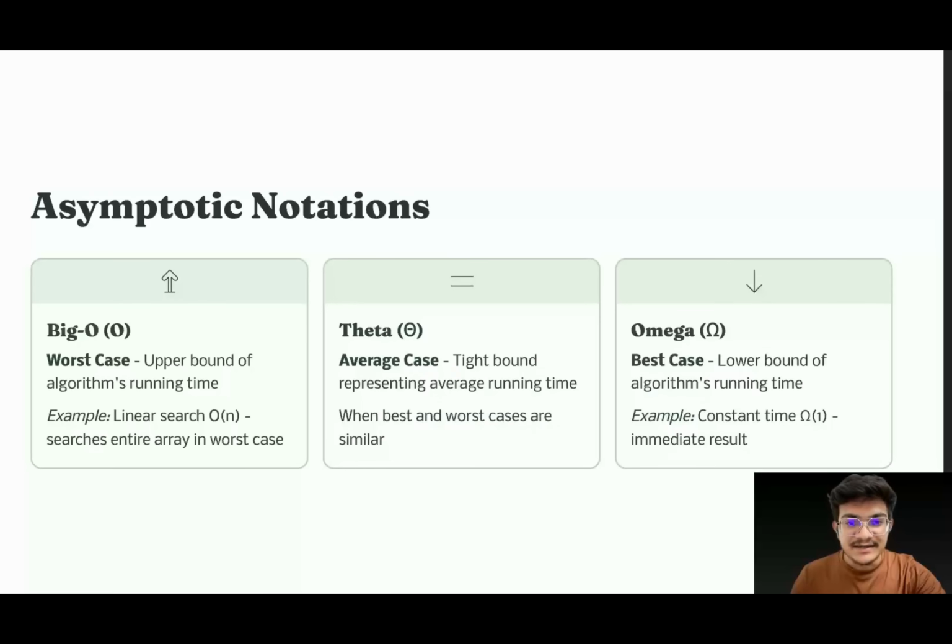So in this slide, asymptotic notation. Asymptotic notations are used to describe algorithm performance. The Big O notation represents the worst case time complexity. Theta represents the average or tight bound, and Omega represents the best case time complexity. For example, in linear search, the worst case is O(n), and constant operations are represented as O(1). Theta gives exact growth when best and worst case are similar.